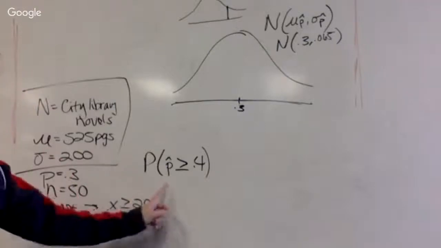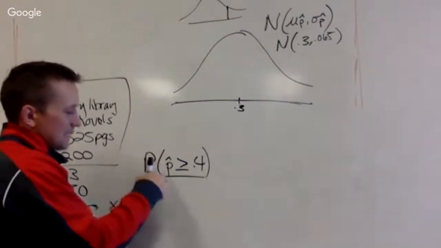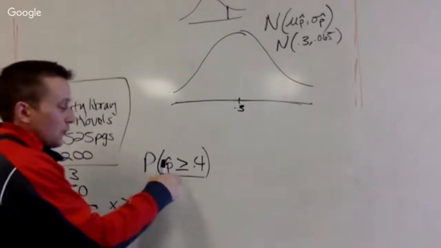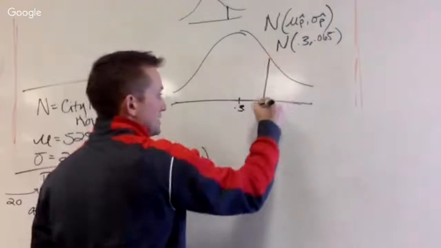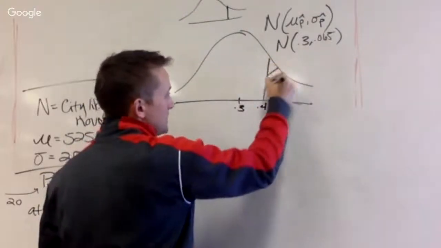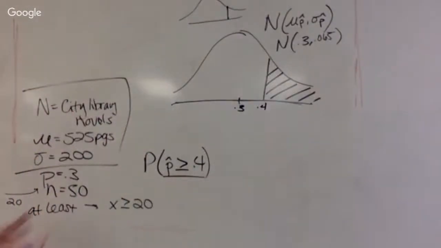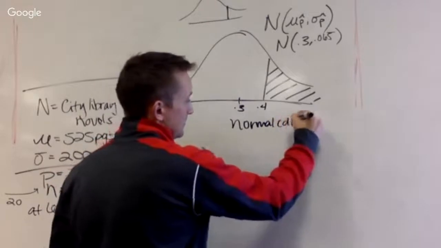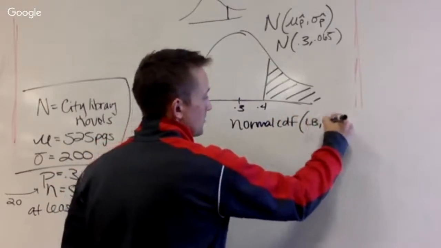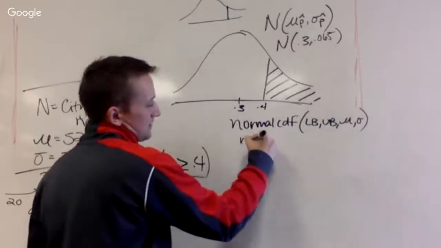So if we're trying to find the probability that the sample proportion would be greater than or equal to 0.4, 0.4 would be somewhere along these lines right here. And we would be shading anywhere to the right of that value. We go right straight back to what we did earlier with normal CDF. We establish context of lower bound, upper bound, mean, and standard deviation. And then we just plug in.